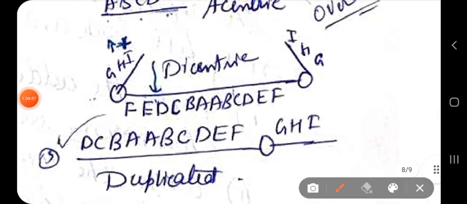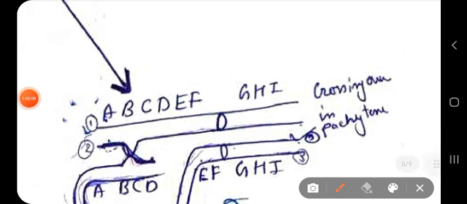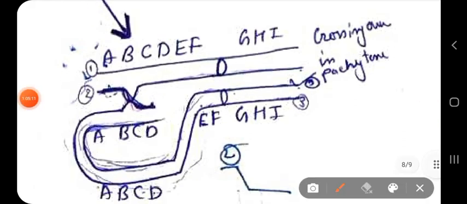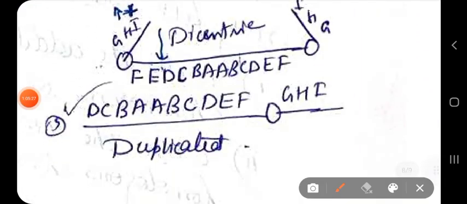The fourth one we get is like this: a reverse tandemly duplicated chromosome, D C B A, A B C D E F G H I. This is the fourth one that we get, but it has a single centromere. So you see I H G, centromere, D C B A, A B C D. So this is the fourth one, having one centromere, but there is a reverse tandemly duplicated segment present.